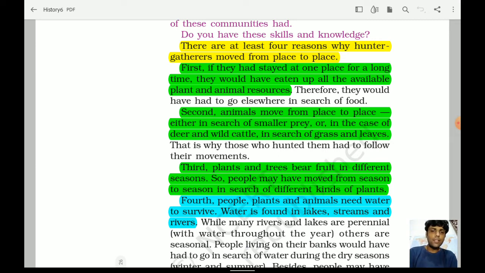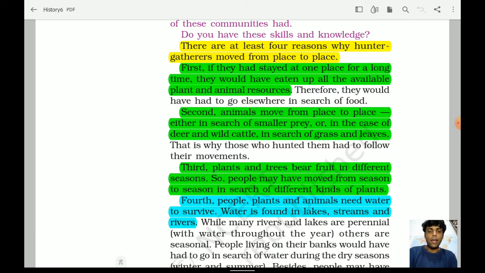The third reason is that plants and trees bear fruit in different seasons. As we were referring earlier, the different seasons played an important role for the people who were hunters and gatherers. So they must have moved in different seasons. Probably in the winters they might have moved to different parts, or in the summers they must have moved near the river banks. So it is important to understand these different aspects of that life.